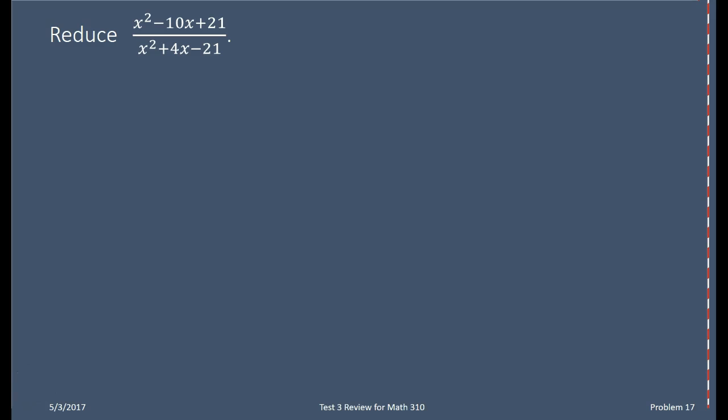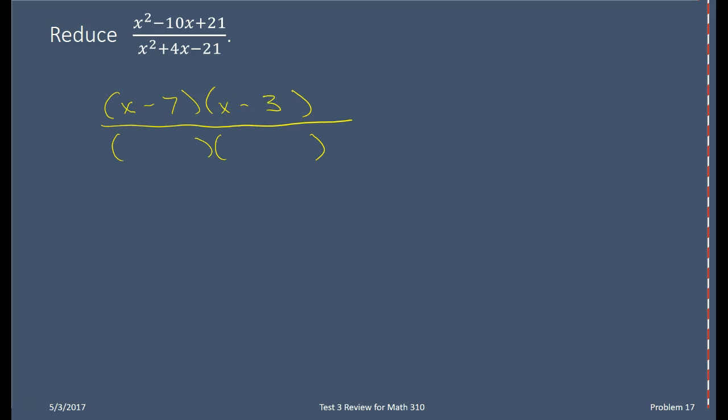Here's a simpler problem than we had before for reducing. All we have to do is factor the numerator, factor the denominator, and then see what cancels. So in the numerator, we know that 7 times 3 is 21, and we know that both numbers have to be negative to add to negative 10. So we have x minus 7, x minus 3.